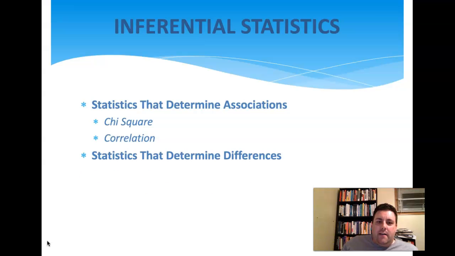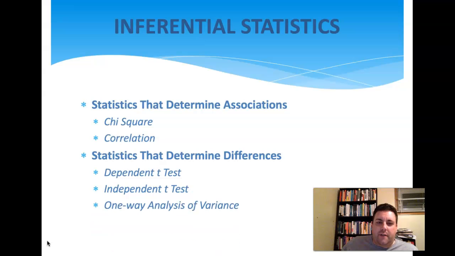There are then this sort of second level of things called inferential statistics, and these are statistics that typically require two variables in order to look at them. So there are statistics that determine association, and two of those statistics are a chi-square and a correlation. You may have noticed that if you wrote correlation in a paper, I often say something about that, because correlation is actually a measure of linear association.